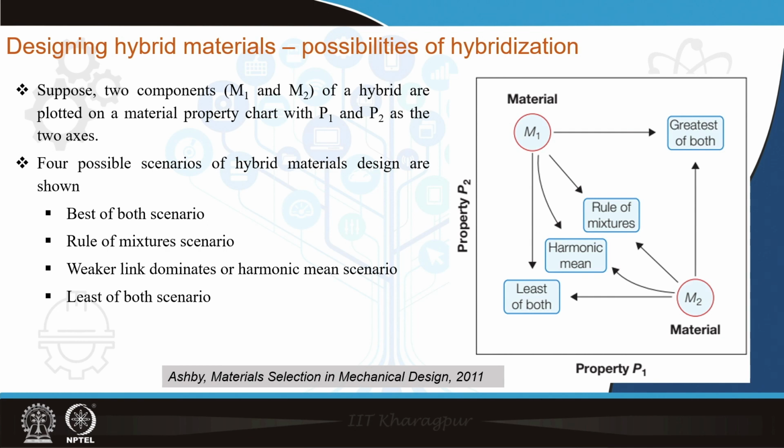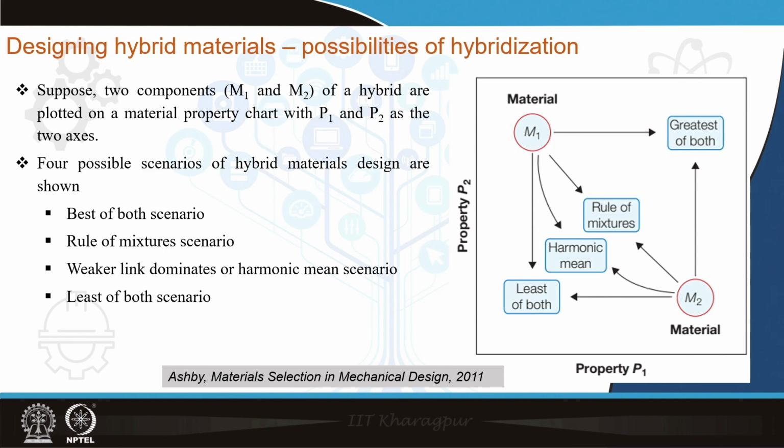For any material, be it a metal, a ceramic, a polymer and so on, whenever you take two properties like P1 and P2, they give you one point in the material space, as shown by the circles M1 and M2. Now the question is how we should hybridize to get different properties, and that gives us 4 different options of hybridization. One is the best of both scenario.